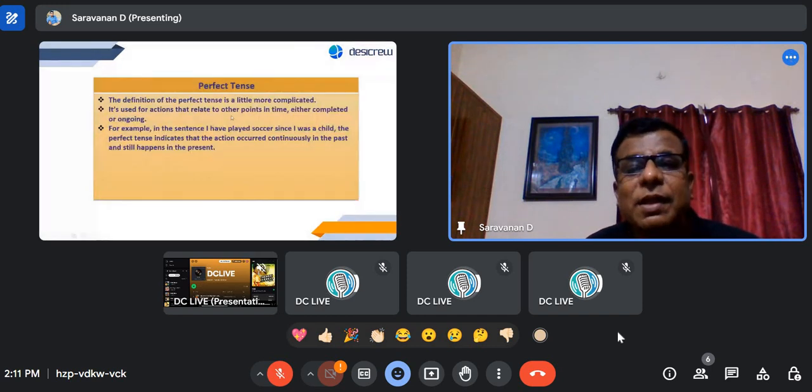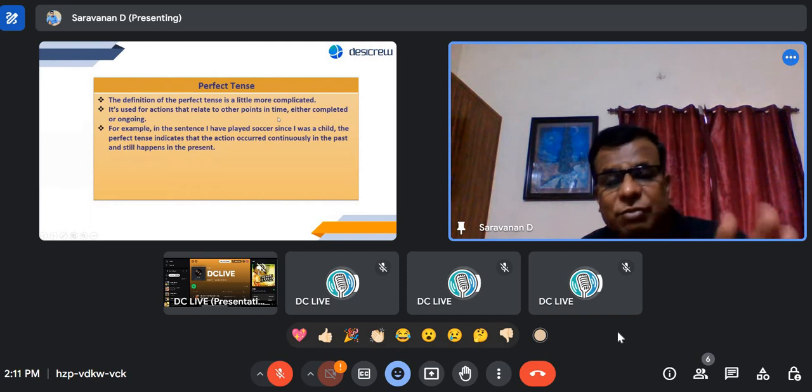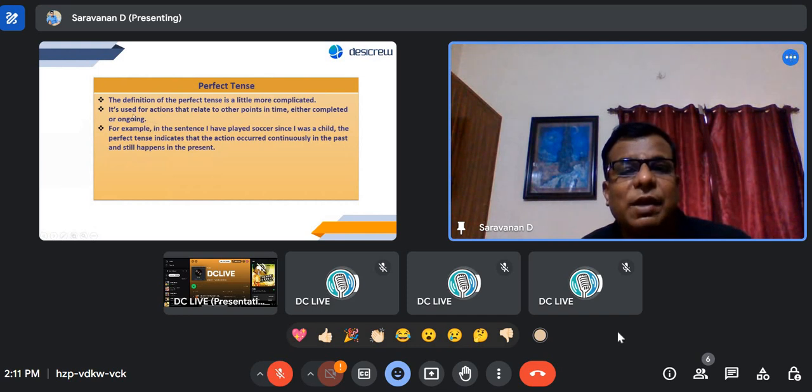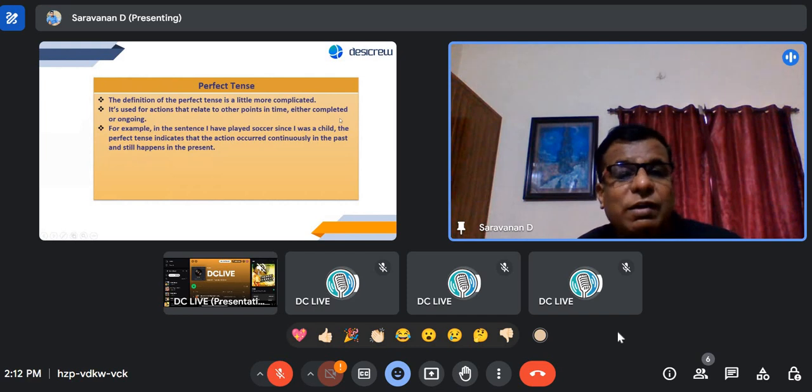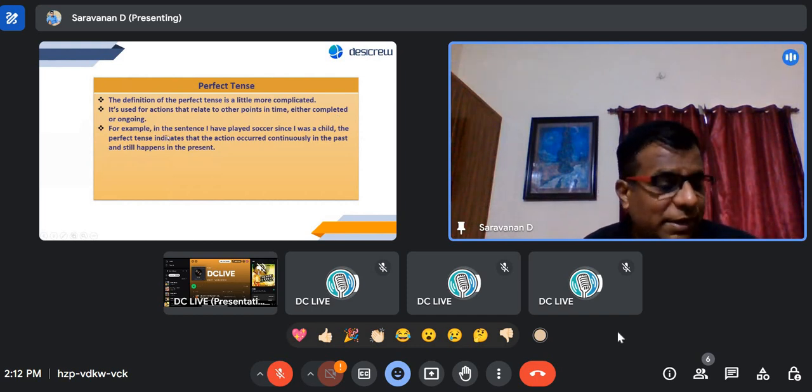But here, the perfect tense is not like that. It's not in one tense. It is in all the tenses. So it is used for action related to other points in time. It could be in present, it could be in past, it could be in future. Either it could have been completed, or it's still ongoing. Like maybe the match was going on. The match could have got completed, or the match is still going on.